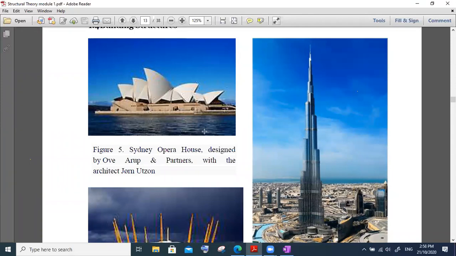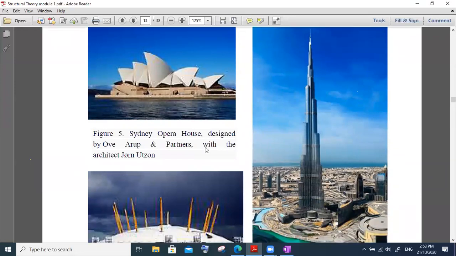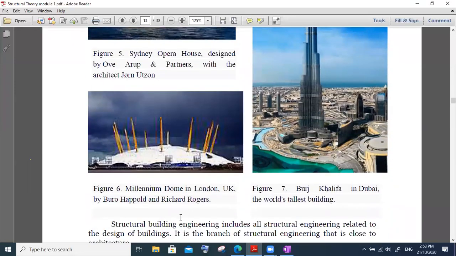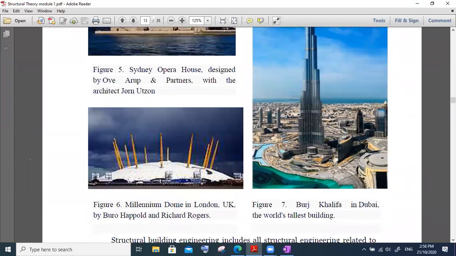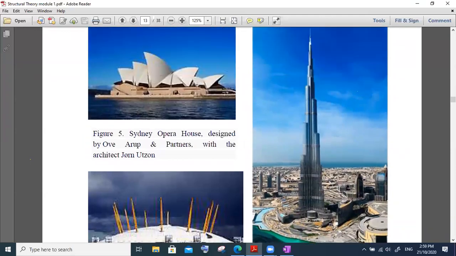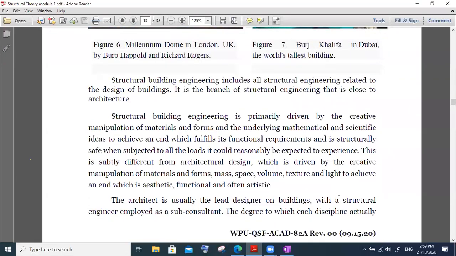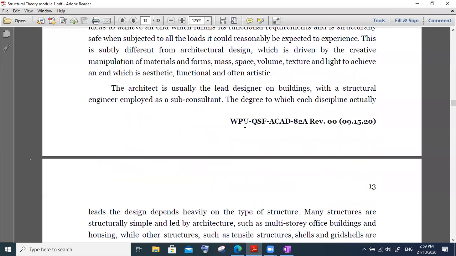Okay, in figure 5, you can see the Sydney Opera House. This is designed by Ove Arup and Partners with architect Jorn Utzon. In figure 6 naman, you can see here a structure, the Millennium Dome in London, UK, by Buro Happold and Richard Rogers. Sa figure 7, this is the Burj Khalifa in Dubai, and this is known as the world's tallest building. Hindi ka magkasya sa screen. Structural building engineering includes all the structural engineering related to the design of buildings. It is a branch of structural engineering that is close to architecture. Skip na lang natin yung iba.